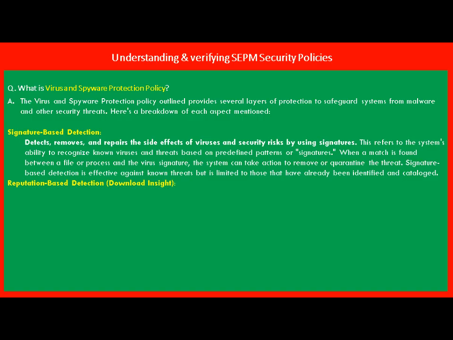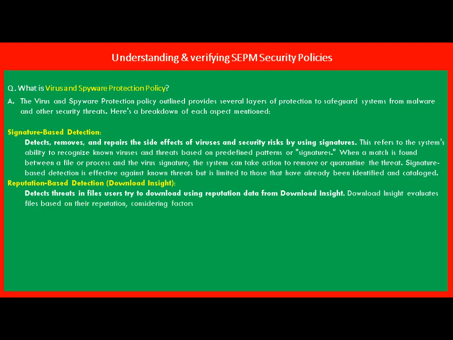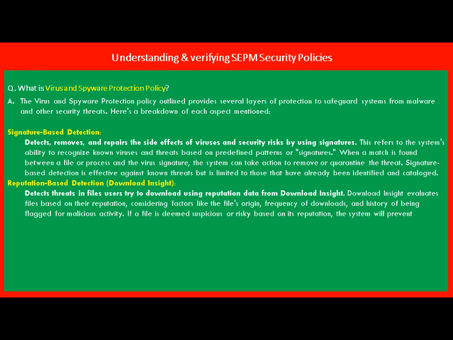Next is reputation based detection, that is Download Insight. It detects threats in files users try to download using reputation data from Download Insight. Download Insight evaluates files based on their reputations, considering factors like the file's origin, frequency of downloads and history of being flagged for malicious activity. If a file is deemed suspicious or risky based on its reputation, the system will prevent the download or alert the user.